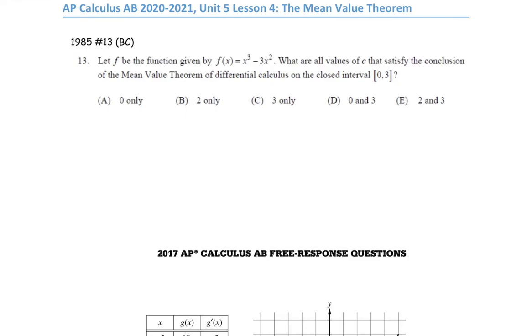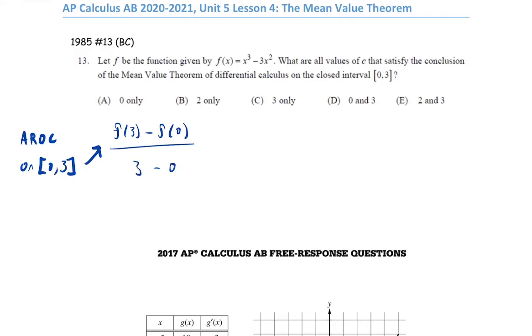So literally what this one is saying is, first you need to find the average rate of change on 0 to 3. And again, I'm going to do all the work here, but it's a multiple choice. You would do whatever amount of work you needed to do. So we would have f of 3 minus f of 0 over 3 minus 0.